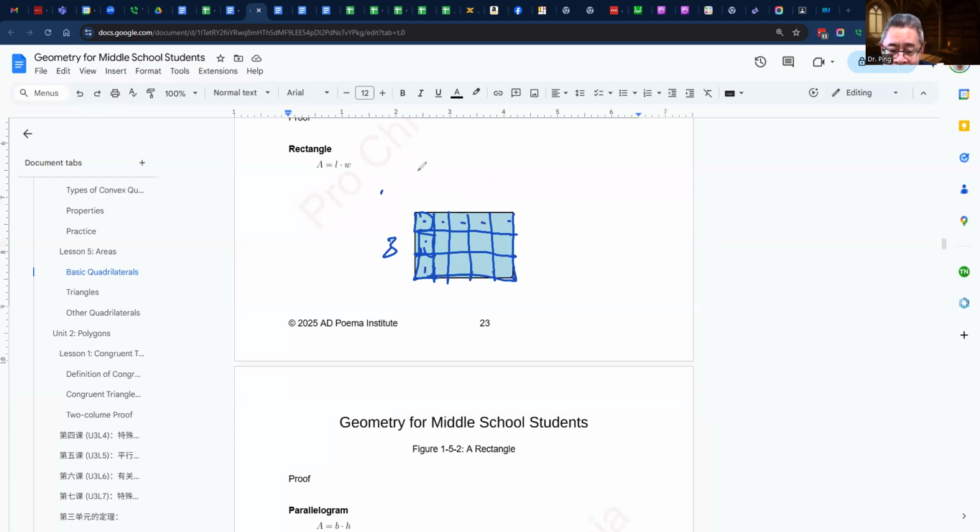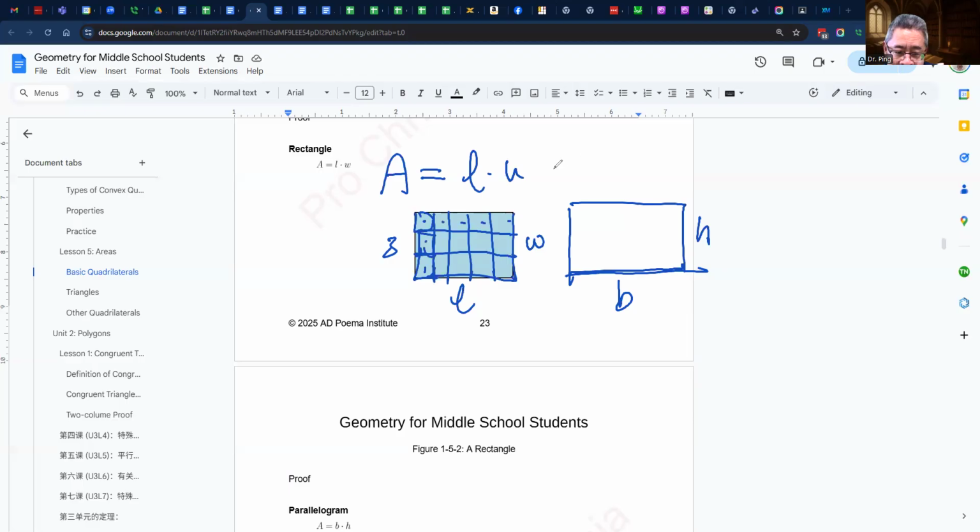Same area. We call this length and this is width. And sometimes we give a different name. We call that the base and this is the height. So that's the same idea as length times width, but this time just written as base times height. Yep, good so far?